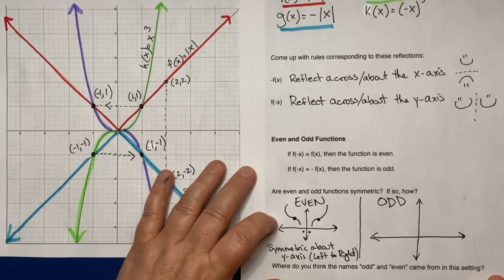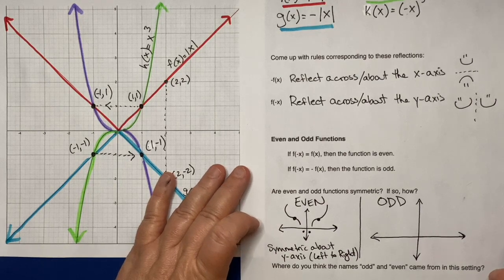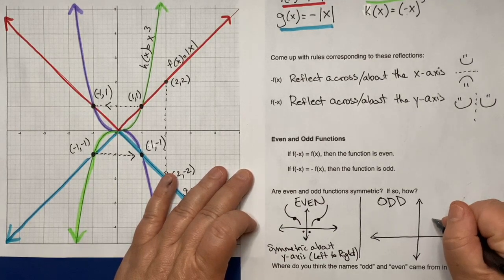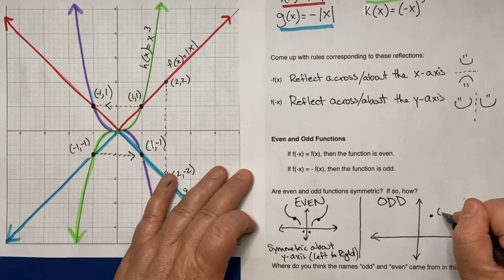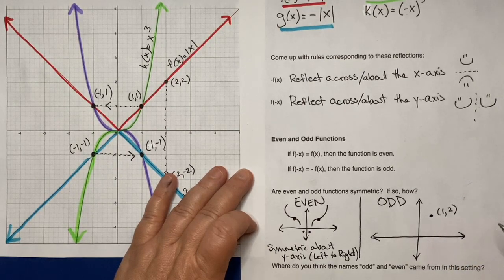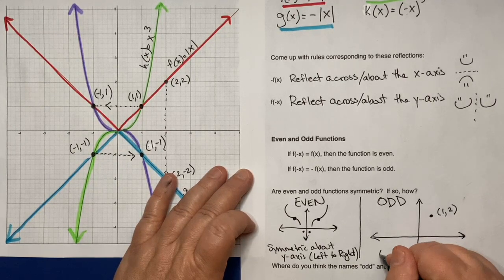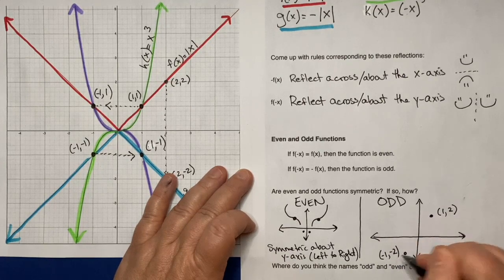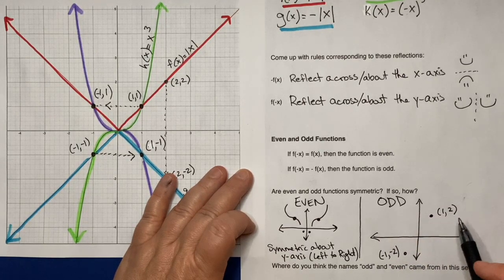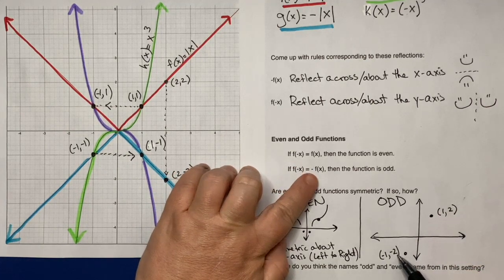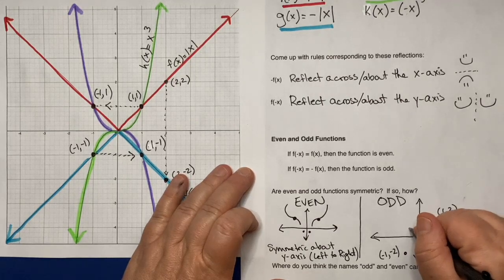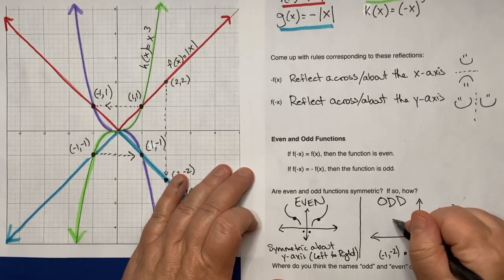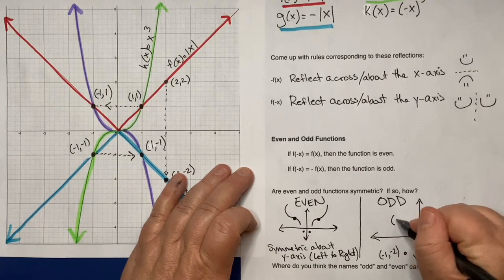So with an odd function, trying to imagine what it looks like is kind of wonky. If there's a point here at 1, 2, right, then -1 would go to -2. So if I change the sign of the x, I also change the sign of the y. That's what that means.